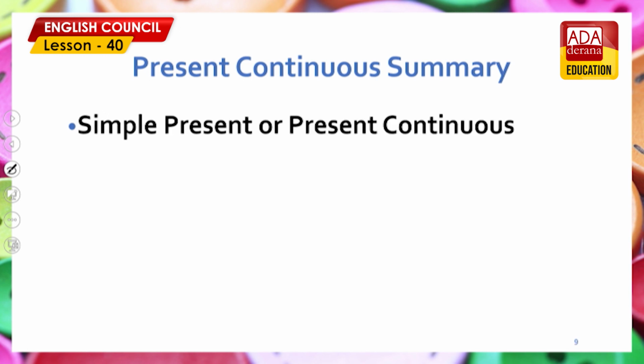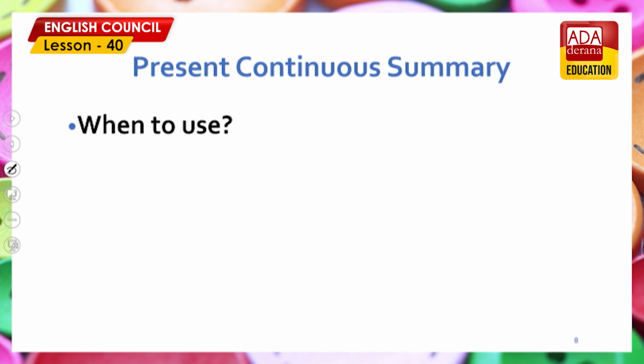Present continuous summary and when do you use it? When to use it? So the first usage is you talk about actions which are happening now. Right, let's say now some action is taking place. You use this tense. And then secondly, right, something is happening now.